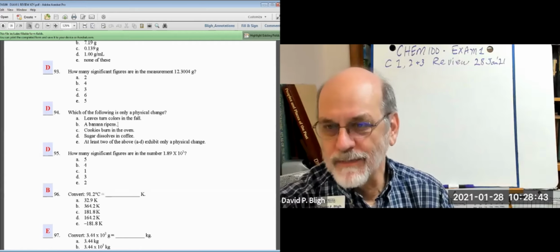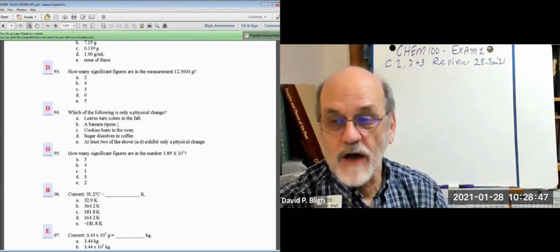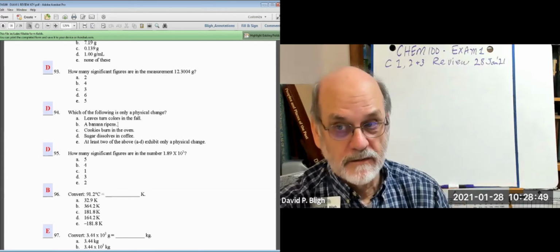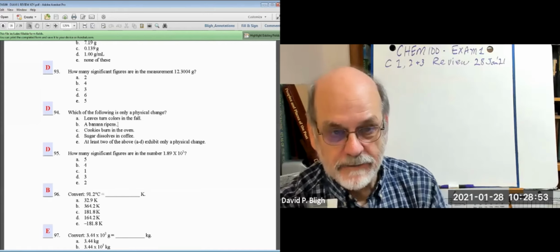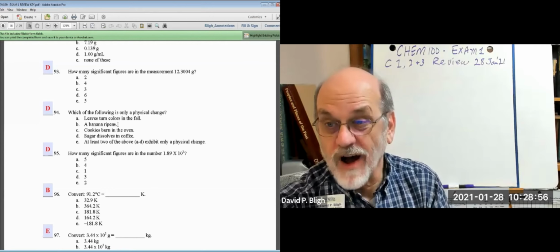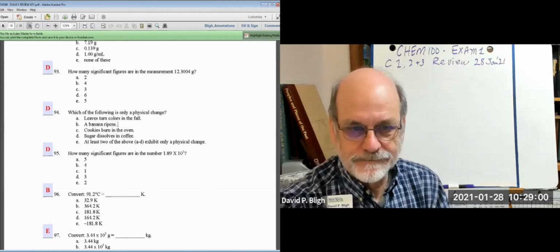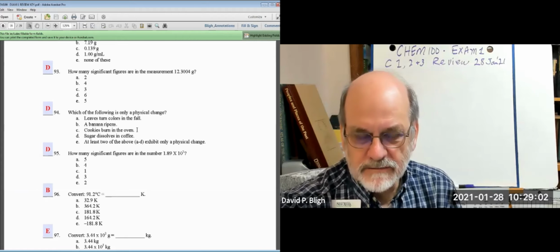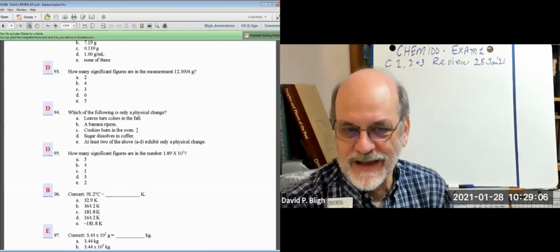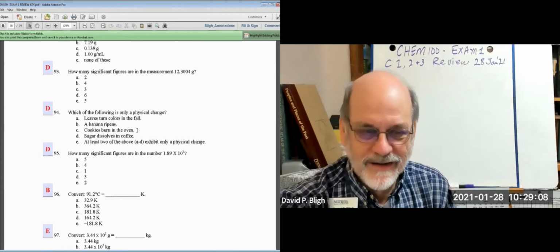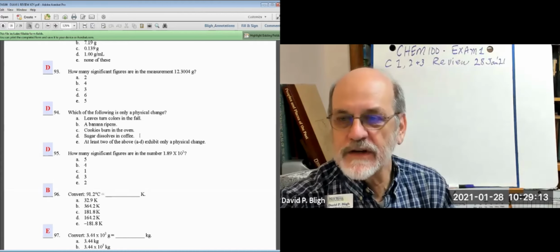When a banana ripens, it gives off a gas that wasn't there before, and it has changed its identity. So anything that starts to rot is a chemical change. Cookies burn in the oven. Oh yeah, we're carbonizing the ingredients of our cookie into char. That's a chemical change. Sugar dissolves in coffee.